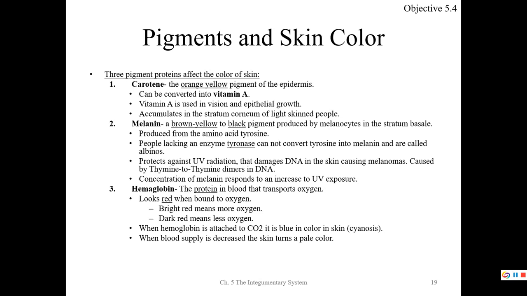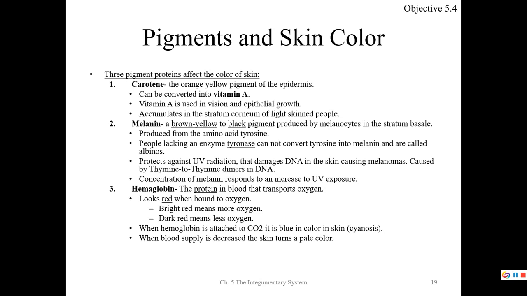And then there's melanin, the brown-yellow to black pigment produced by melanocytes in the stratum basale. It's made from the amino acid tyrosine. If you lack an enzyme called tyrosinase, you can't convert tyrosine to melanin. We call these people albinos. This causes albinism.